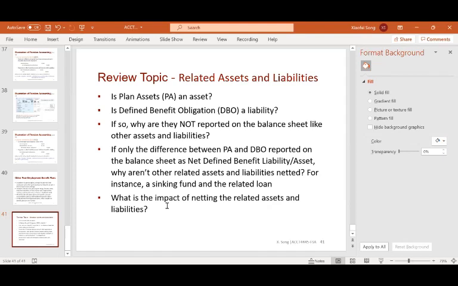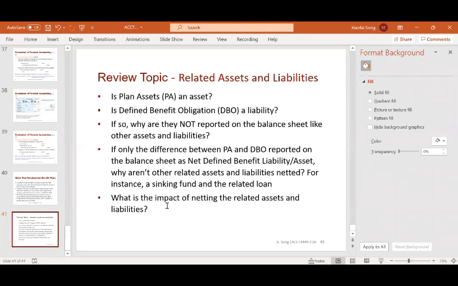Why does it matter, you ask? Think about the ratios. If you only have the net liability, your leverage will be less than if you have the total liability there and total assets on the other side. So it does matter. Some analysts, before they analyze the company, will put the plan assets and the defined benefit obligation on the balance sheet to replace that net amount.